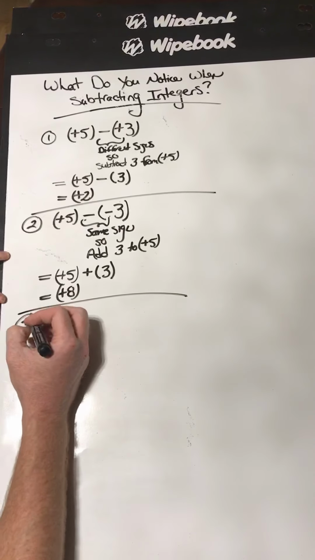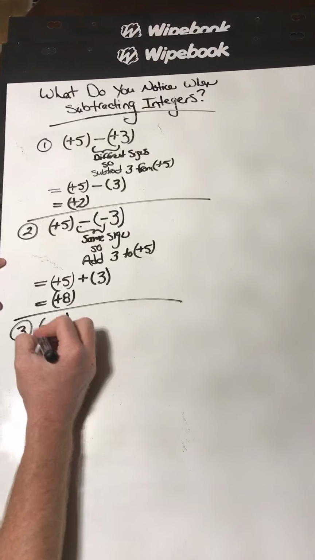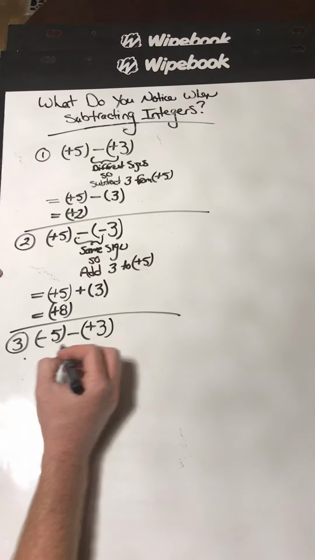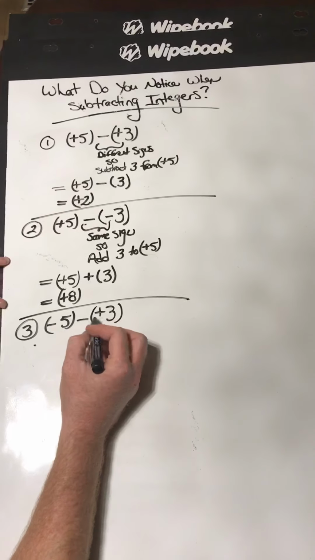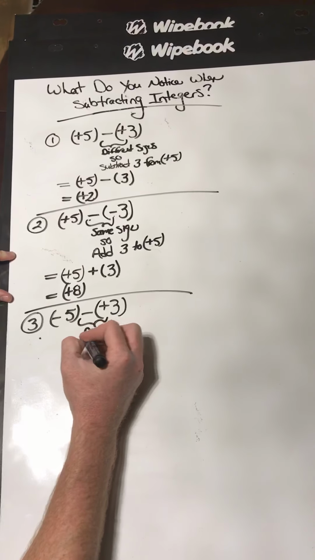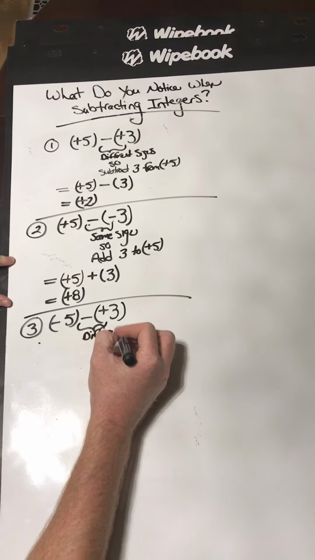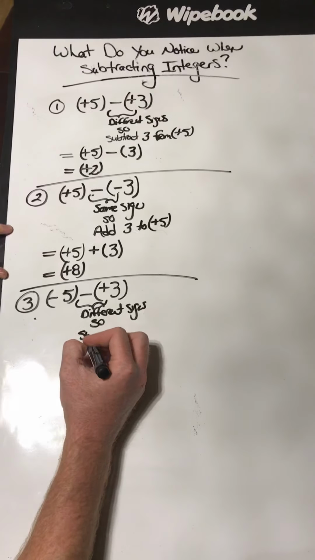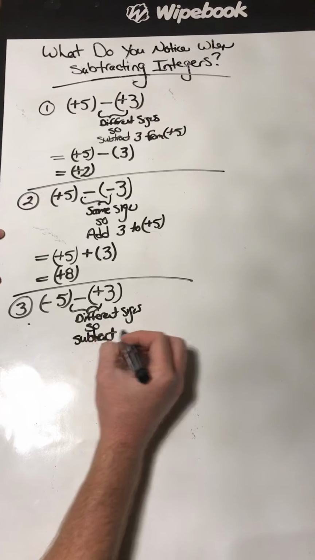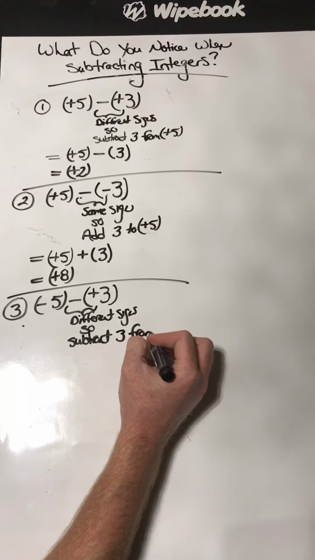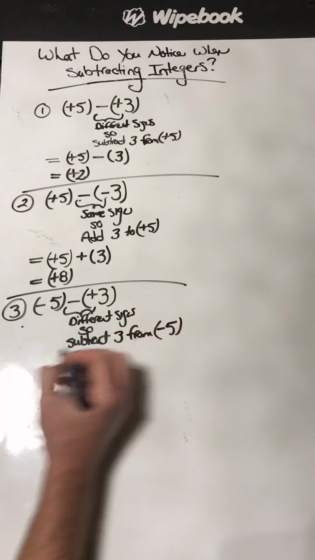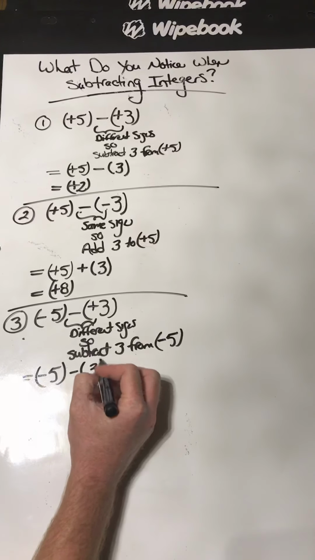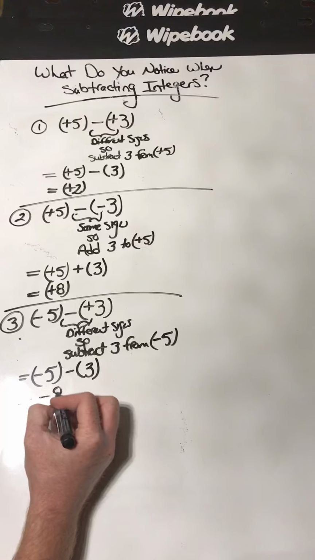The third example, negative 5 subtract positive 3. I look at these again and I see that they are different signs here. I got a negative and a positive. Different. So if they're different signs, that means I'm going to subtract the number. I'm going to subtract 3 from negative 5. So I'm going to rewrite this as negative 5 subtract 3. And negative 5 subtract 3 is negative 8.